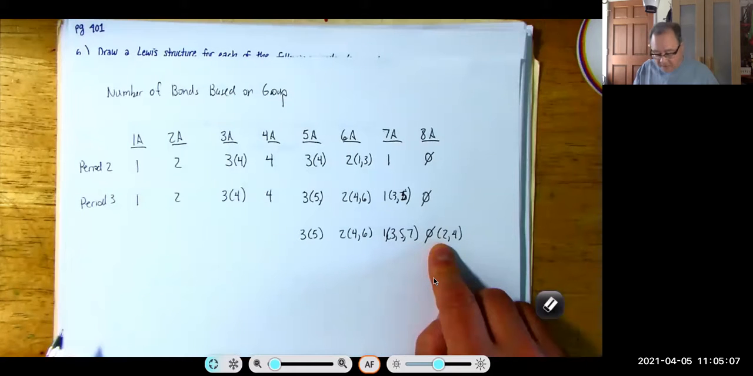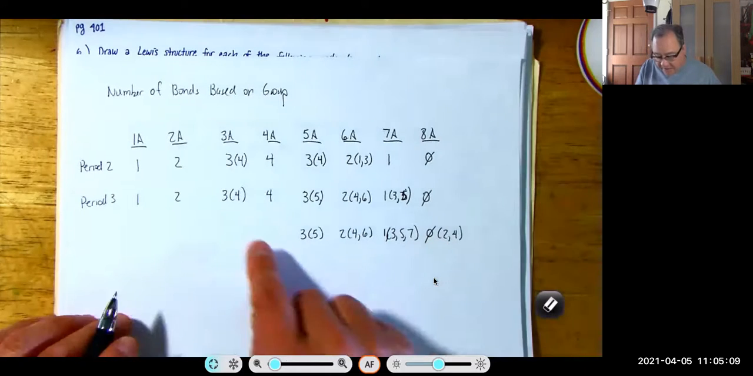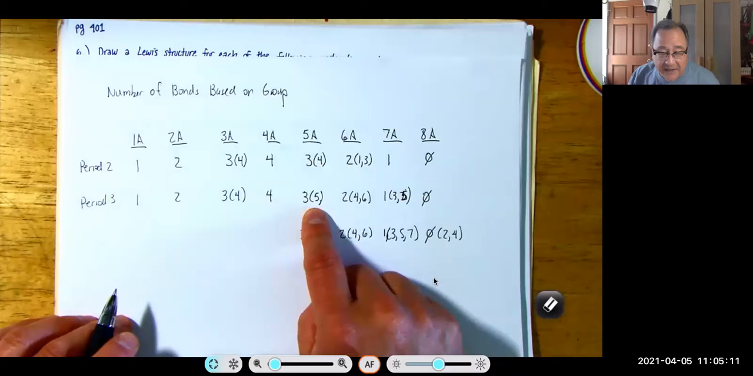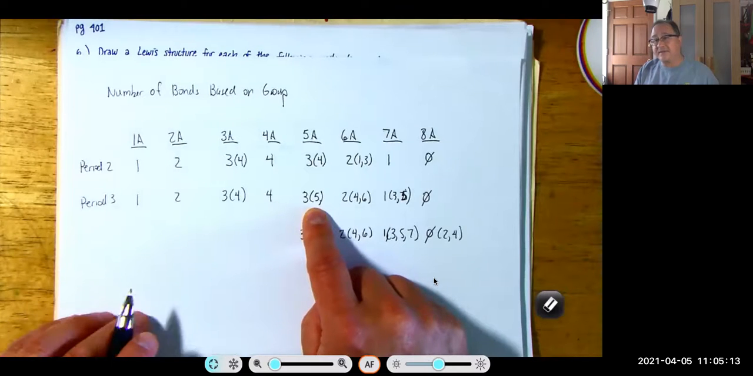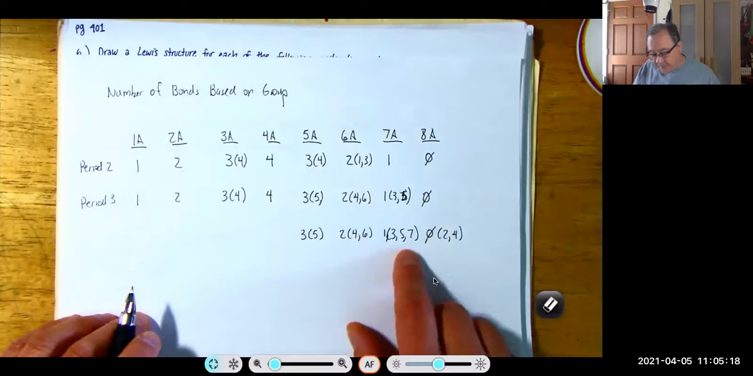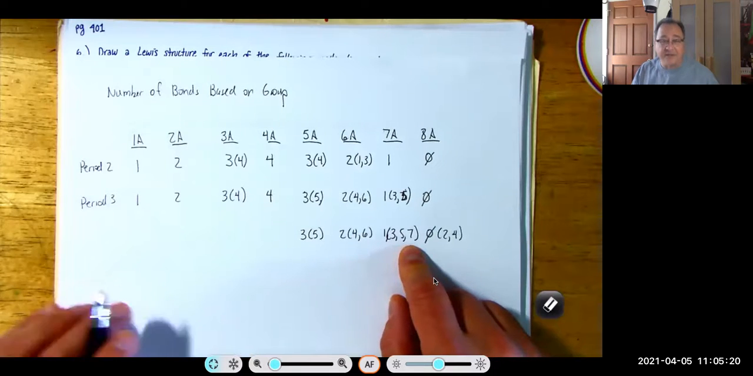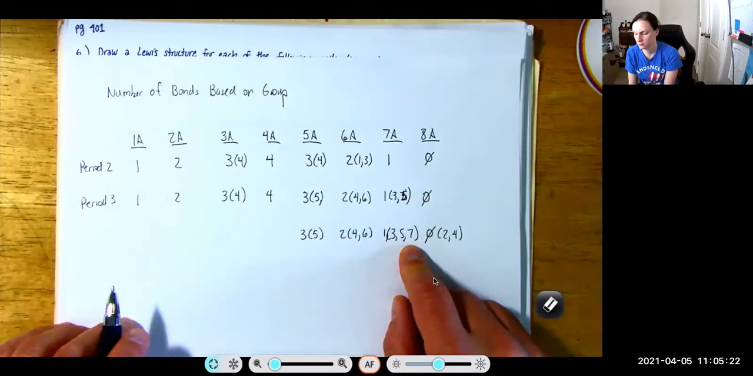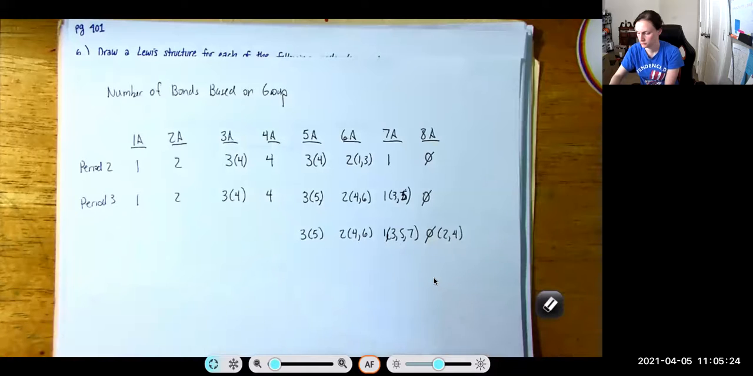So here, if you have 5 bonds, that makes you hypervalent because you've got 10 electrons, right? You've got 6 bonds, you've got 12. Here's an example where you've got 7 bonds, you've got 14 electrons. Okay, those are unusual.